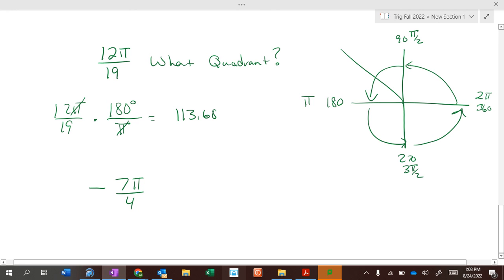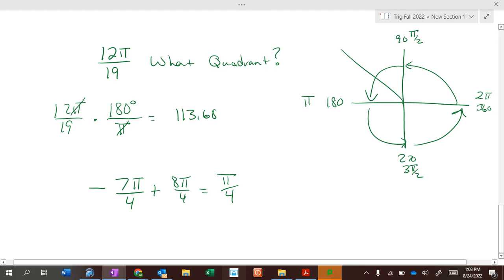Negative 7 pi over 4. You know what I would do if I were doing this problem? I'd maybe find its coterminal angle, because I don't want to deal with the negative angle. How do I find its coterminal angle? Add 2 pi, which is 8 pi over 4. Which all of a sudden this becomes 1 pi over 4, right?